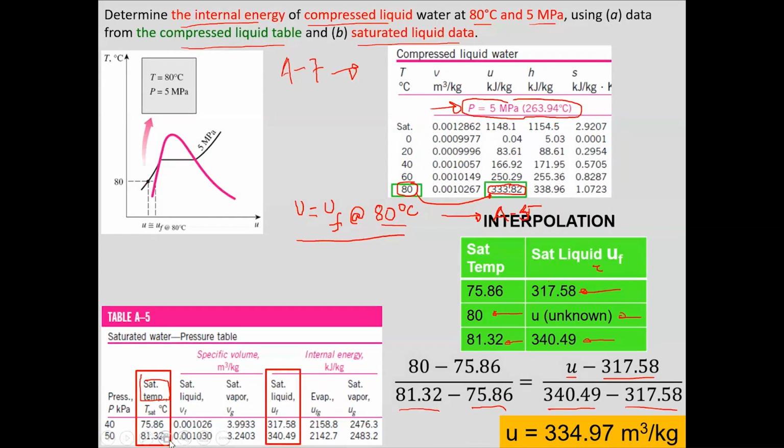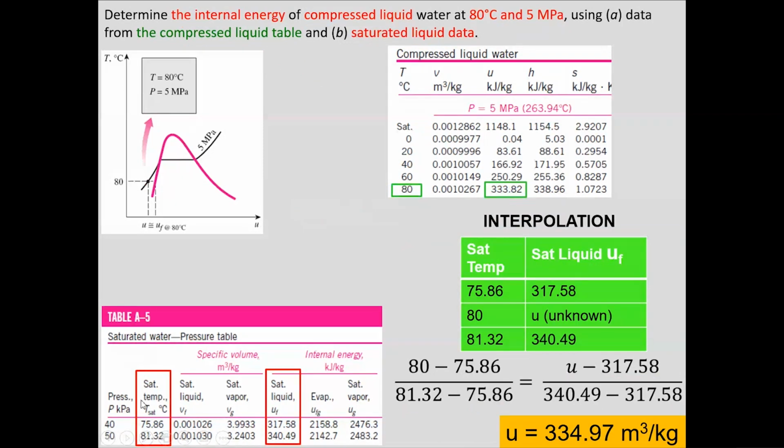Is it clear? Is the problem clear to you? Yes, sir. All right, moving on.